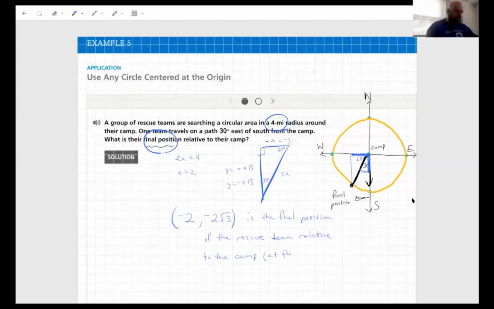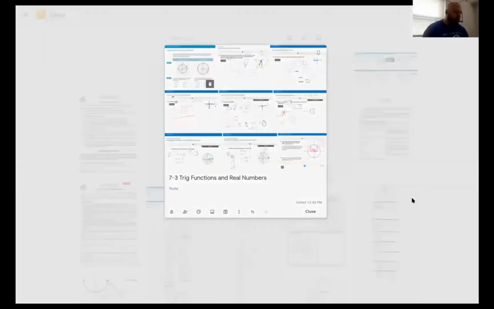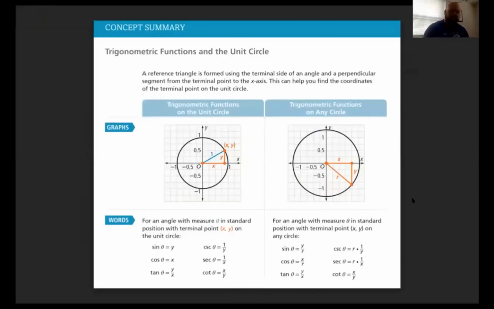All right, that's example 5. We're going to look quickly at a summary of the concepts we talked about today. First, it says a reference triangle is formed using the terminal side of an angle and a perpendicular segment from the terminal point to the x-axis. This can help you find the coordinates of the terminal point on the unit circle, as we just did in example 5. Just remember that we always drew from our terminal side back to the x-axis to make the reference triangle.